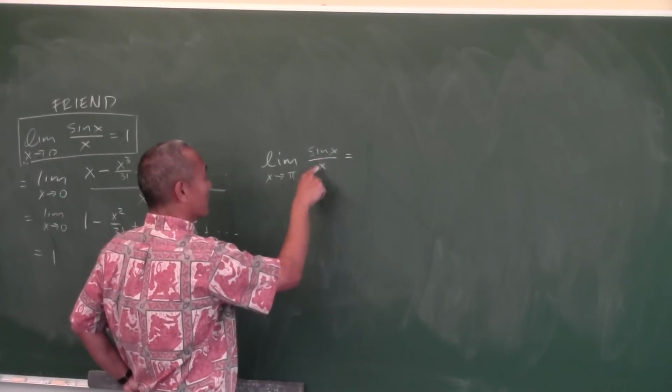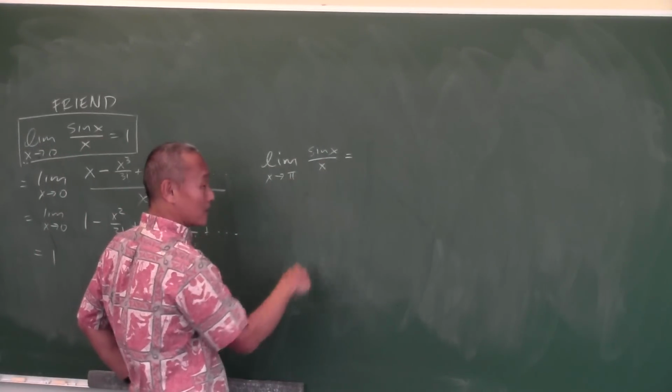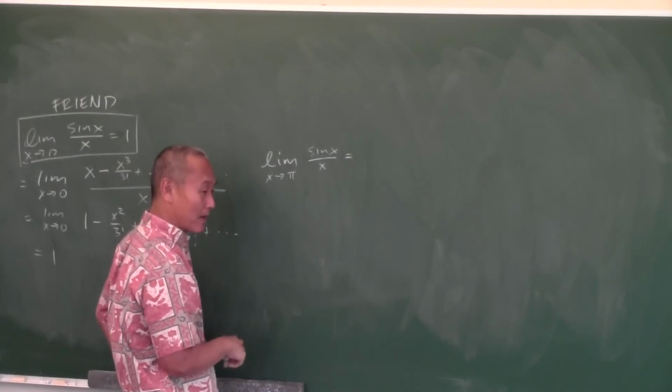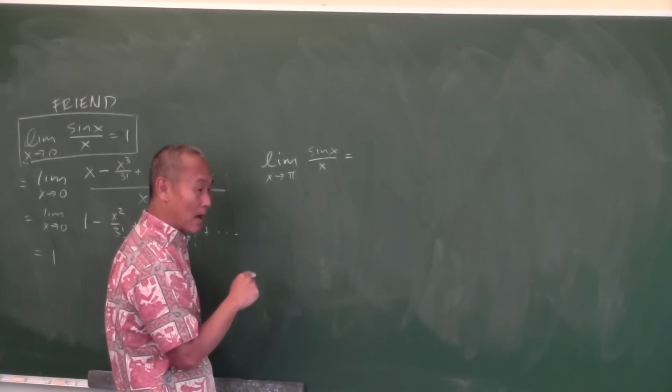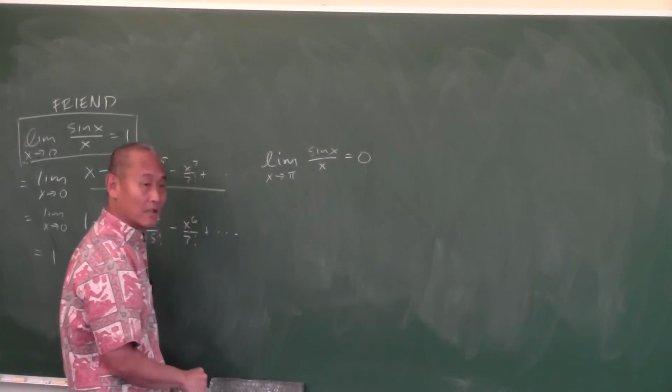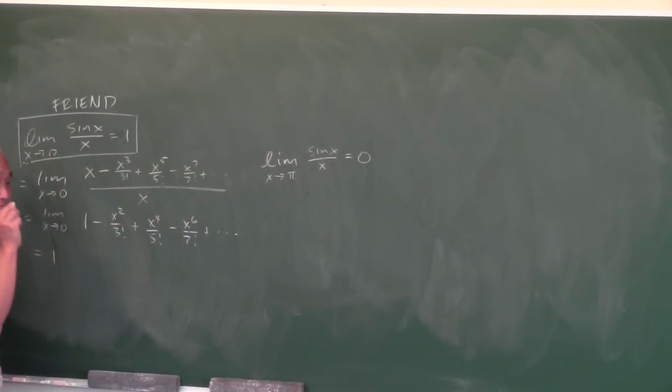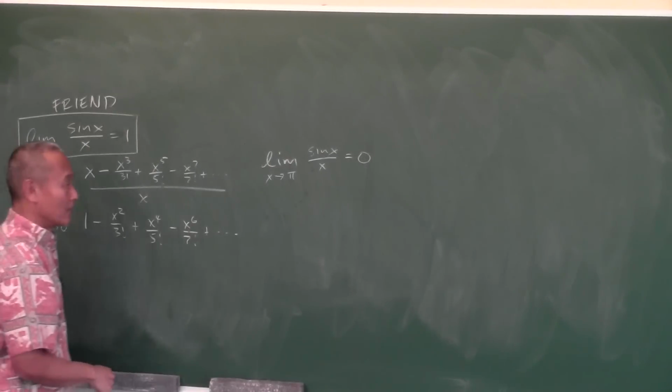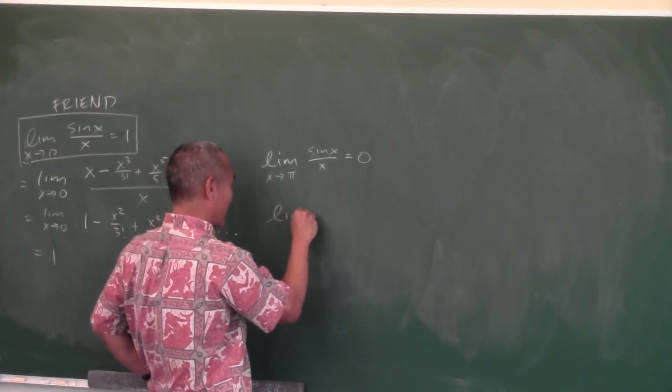So what do? The first thing you should do is plug in the number. What happens when you plug in pi? You get 0 over pi, which is 0. This is not friend. You guys understand? It's only friend as x approaches 0. Okay, so let's do some math. I just want to make sure you know that.